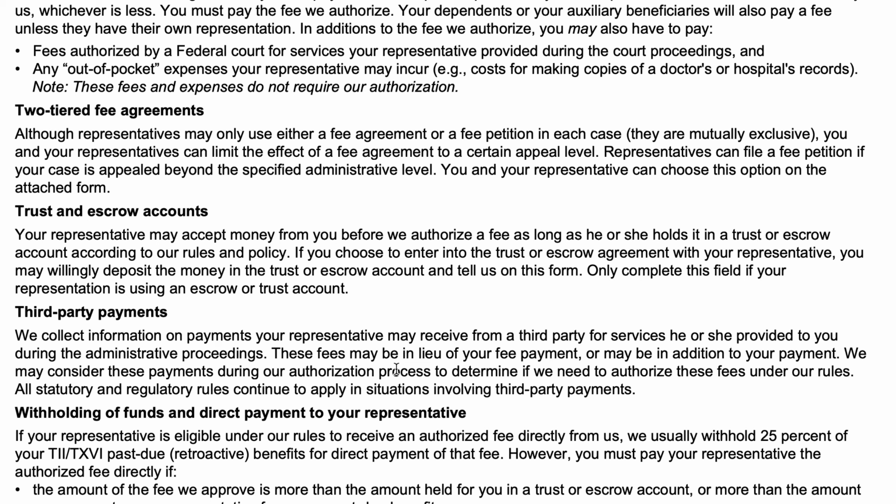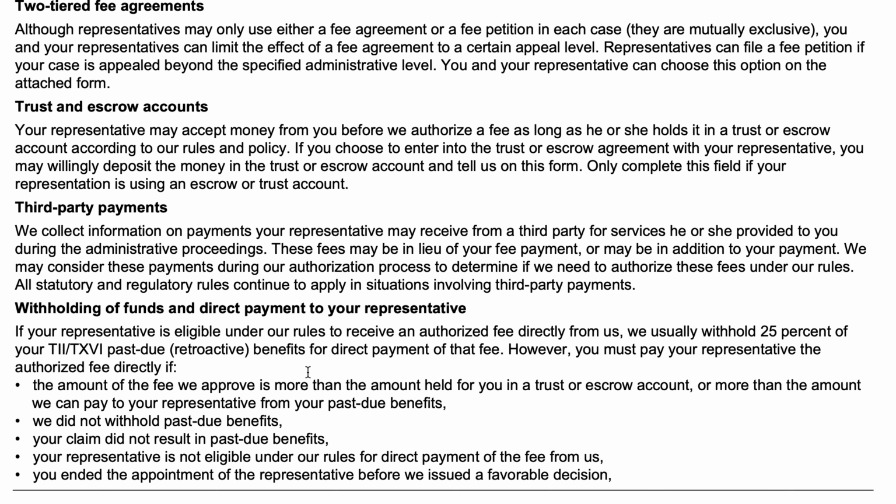Third-party payments. Your representative might receive payment from a third party. It could be in lieu of your fee agreement. It could be in addition to your fee agreement. And if your representative is eligible under the Social Security rules to receive an authorized fee directly from the Social Security Administration, they'll withhold 25% of your retroactive benefits to directly pay that fee.